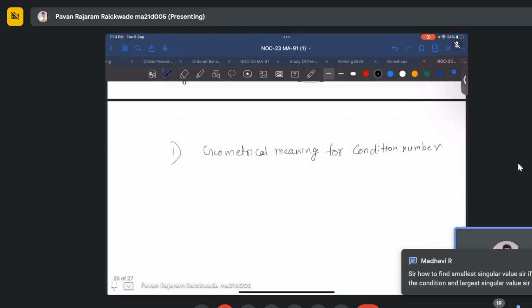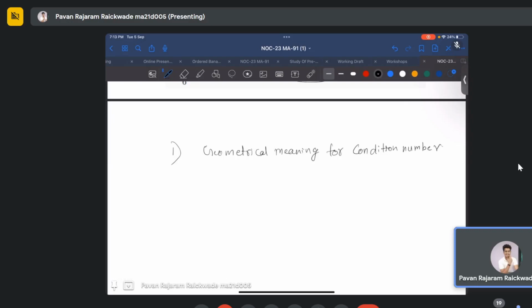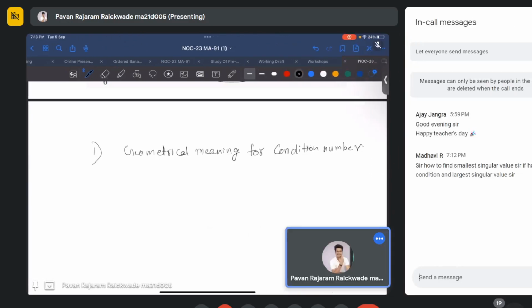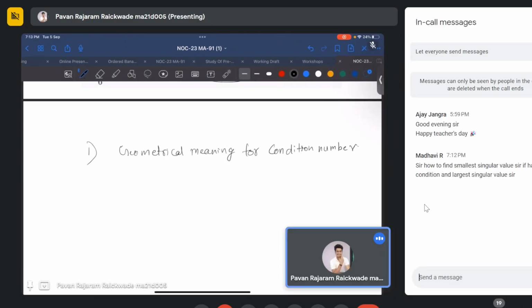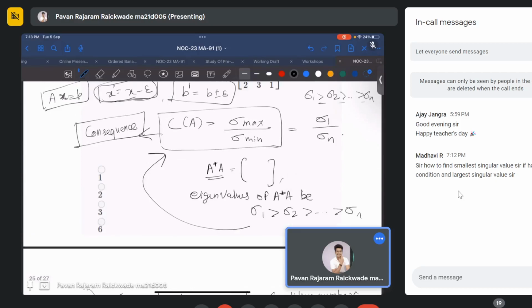The question Madhavi R asked is how to find the smallest singular value if I have the condition number and the largest singular value. Then you can find it from this formula. If you have the condition number and the largest singular value, then the smallest singular value will be just sigma max upon kappa. From this formula you can find it. Okay, sir.